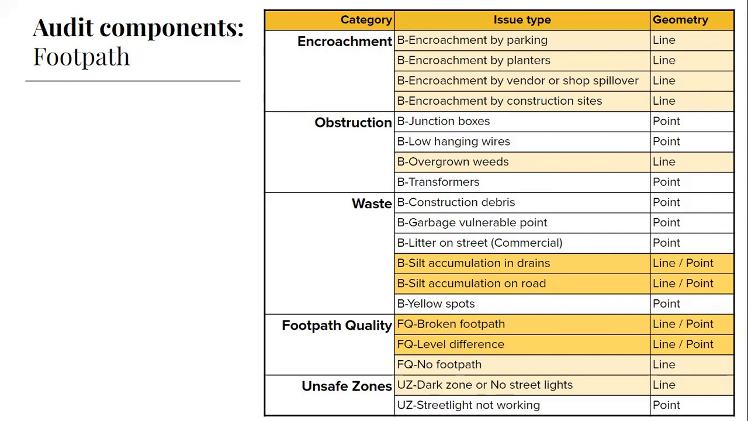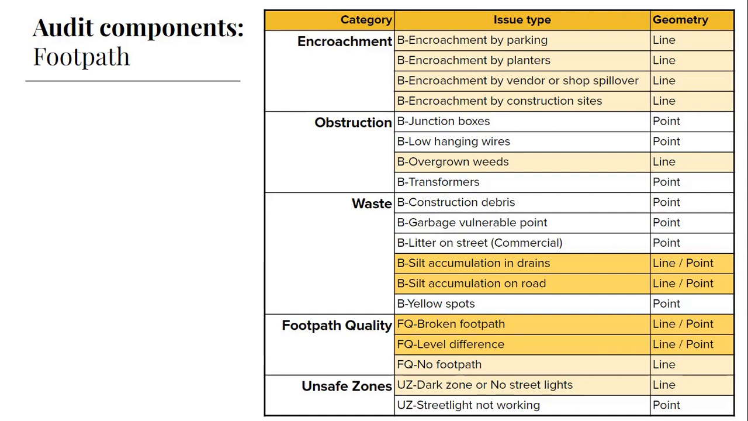So the first parameter is, of course, encroachment. Everybody is aware of that. There's encroachment by parking, planters, vendor shops, construction sites. What is here on the rightmost column is the geometry. Geometry is basically to say if it's a line or a point. There are 2 types of data sets, line or point data. Why this is important is that it is a choice you will have to make when you put in the data, whether you want to draw a line for that data or a point, and based on that, you can select what the issue is. So this is something you learn even in the app.